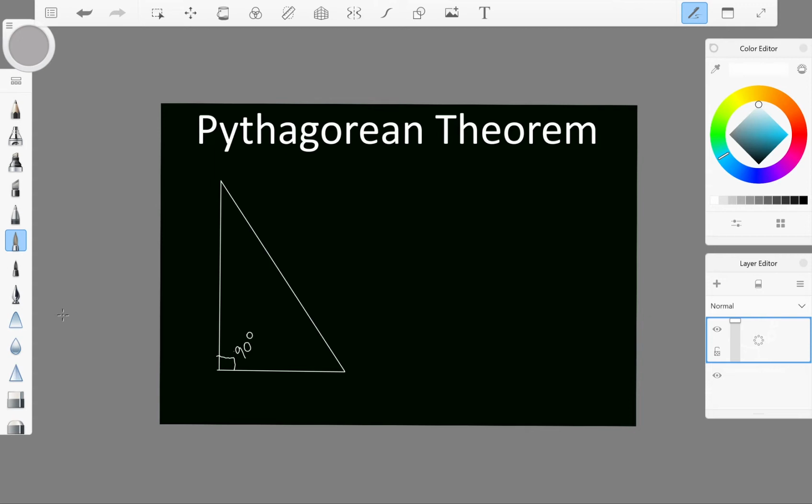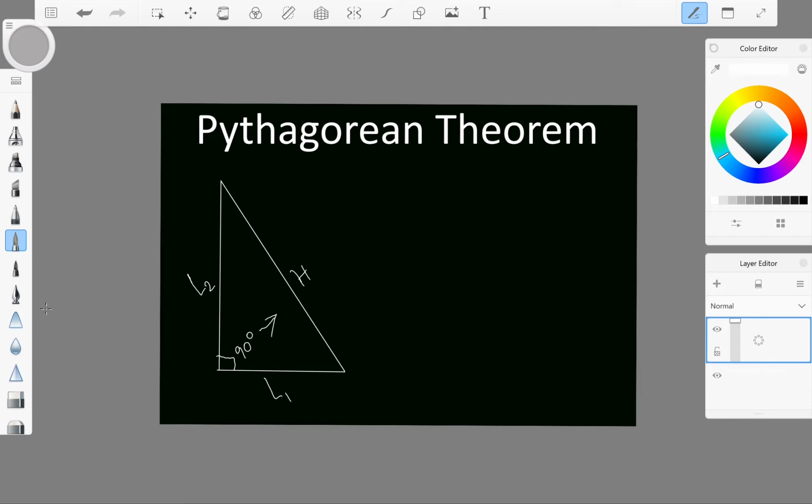So if you have worked with right triangles before, you know the side opposite of the 90-degree angle, which is over here basically, is called the hypotenuse. Okay, we'll label that H. And the shortest piece besides the hypotenuse is named a leg, so we'll name that leg 1. And the last piece is basically another leg 2. It's the second longest piece of the triangle.